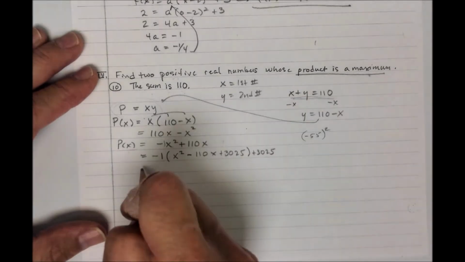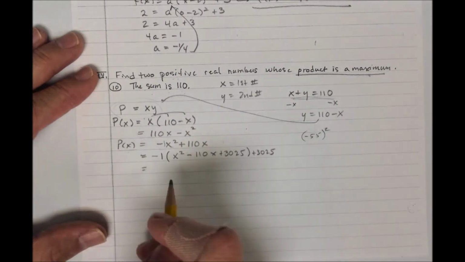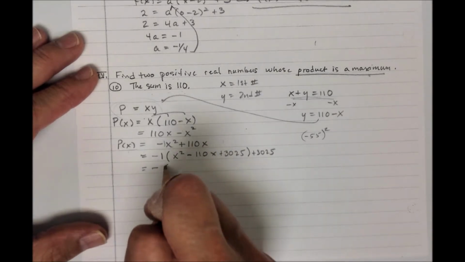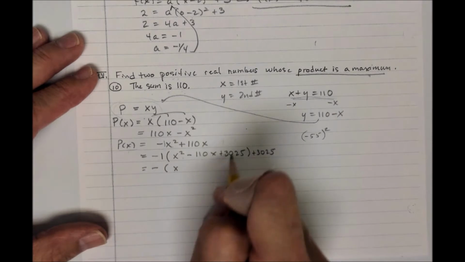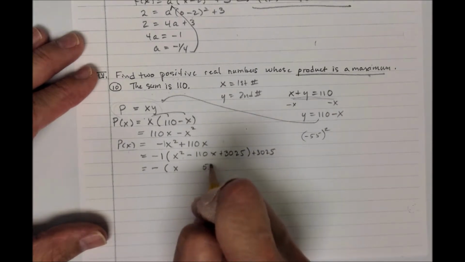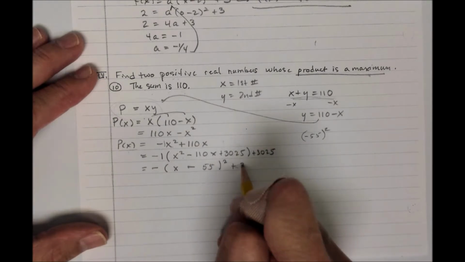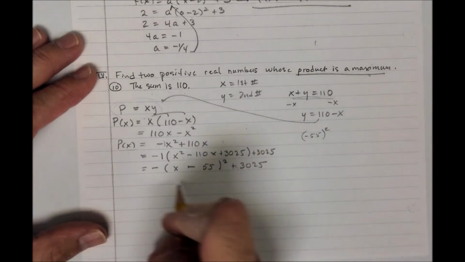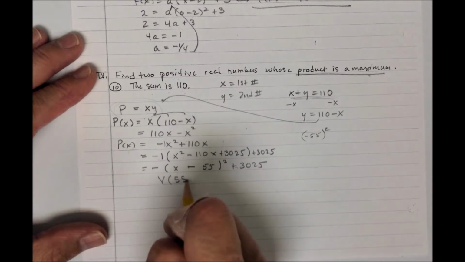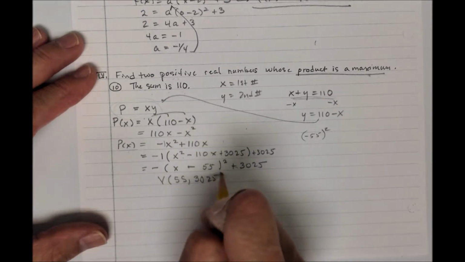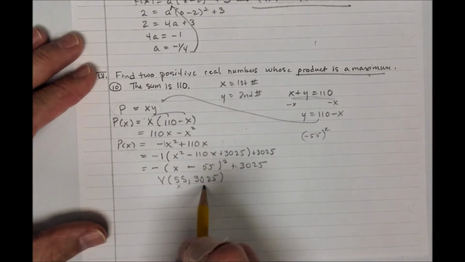I don't know if you want to do this or go with x equals the opposite of b over 2a, but I wanted to complete the square. So this is negative 1, or just the opposite of x. And this is 55. And this is a minus, because of the minus sign there, plus 3025. So I can see that my vertex is 55, 3025. So this is my x, and this is my y, which is my p of x.